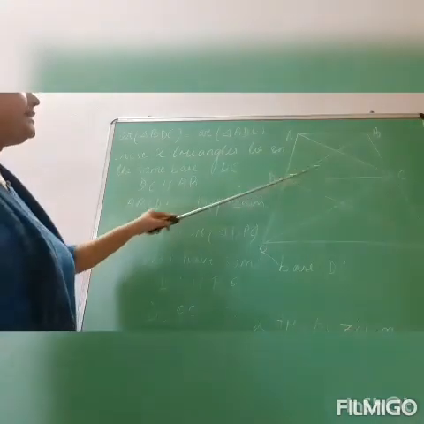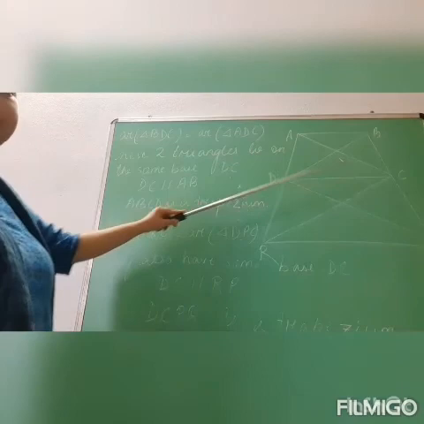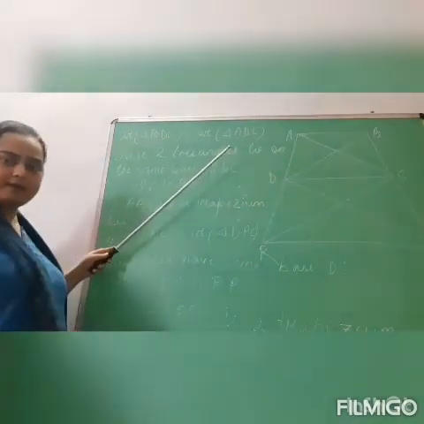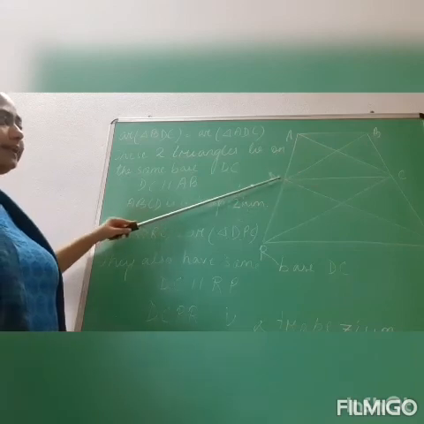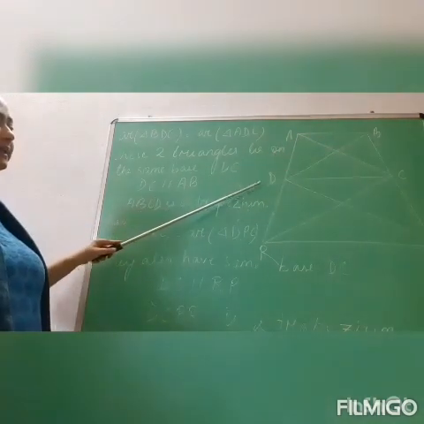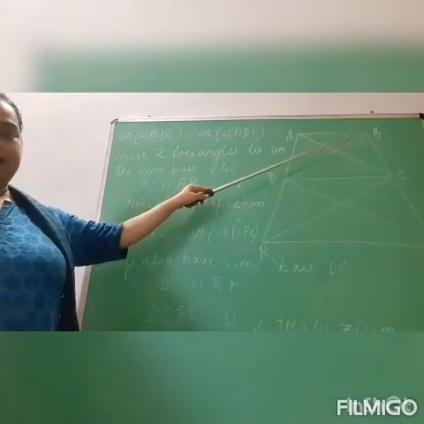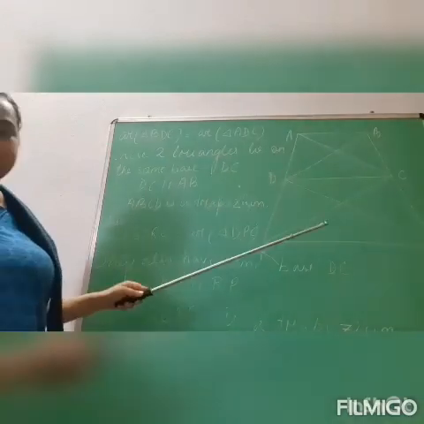ADC and BDC. These two triangles have the same base CD, and we also got that their areas are equal. So areas are equal and base same. That means these two lie on the same parallels, CD and AB. Therefore, I can say that CD is parallel to AB. Thus, if CD is parallel to AB, I can say that ABCD is a trapezium.